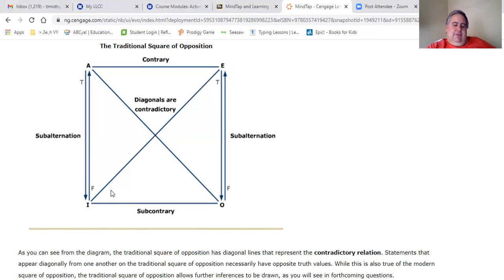We know that if O is false, then I has to be true. And if I is true, E has to be false. So if this one's false, that makes that one true, which makes E false. Or you can just go, if O is false, E is false. If I is false, A is false. But I being true doesn't make A true, and O being true doesn't make E true.